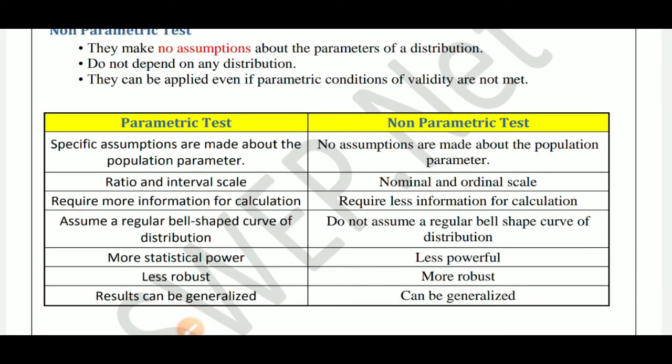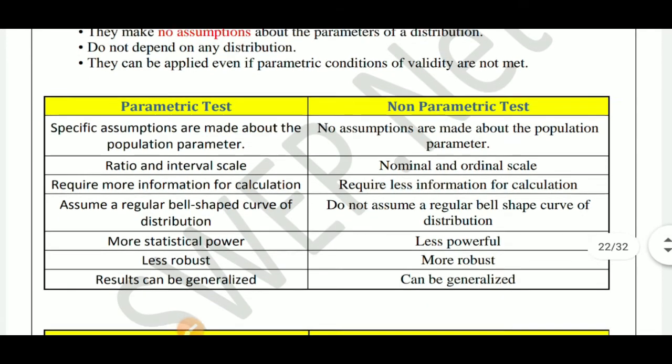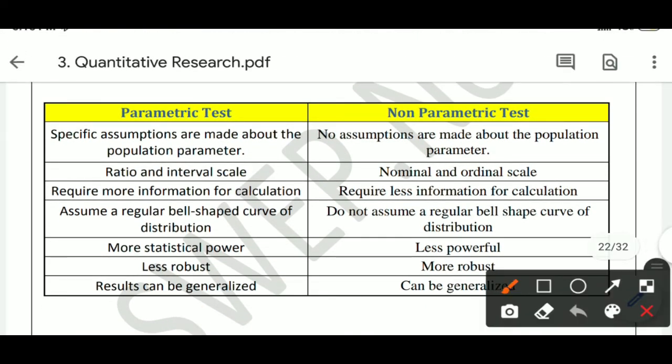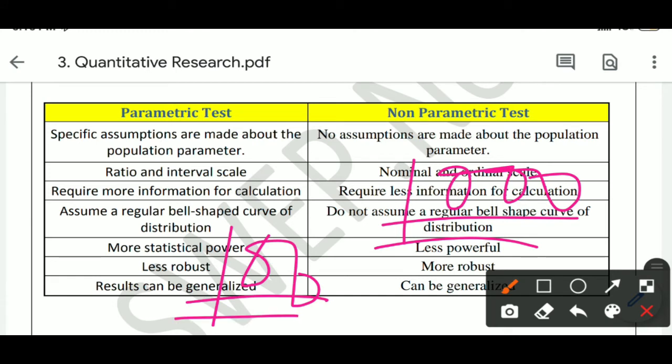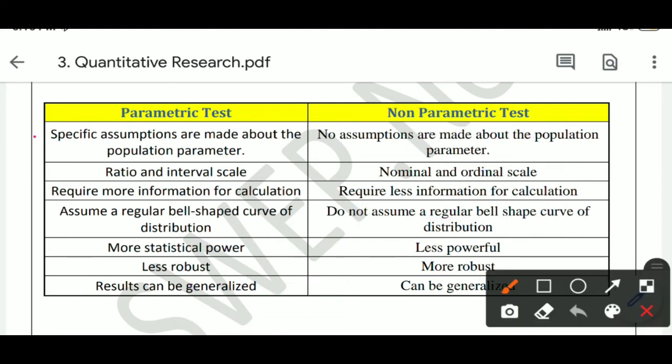In the parametric test, specific assumptions are made about the population parameter. For example, here you have thousands of samples. Now you take 100 samples and make the assumption about this population. This assumption can also be applied to the large population. So this is called a specific assumption you can make about the population parameter. But in the non-parametric test, you can't make the assumption about the population parameter.